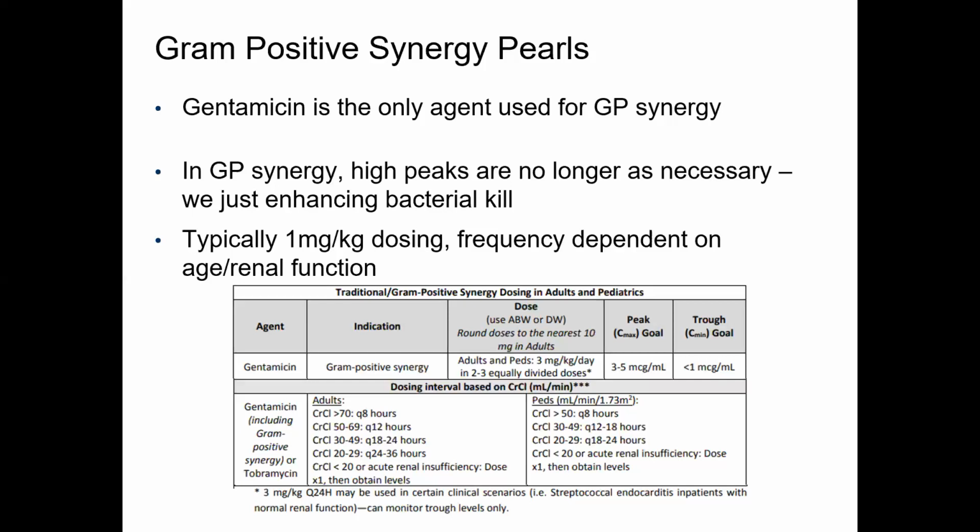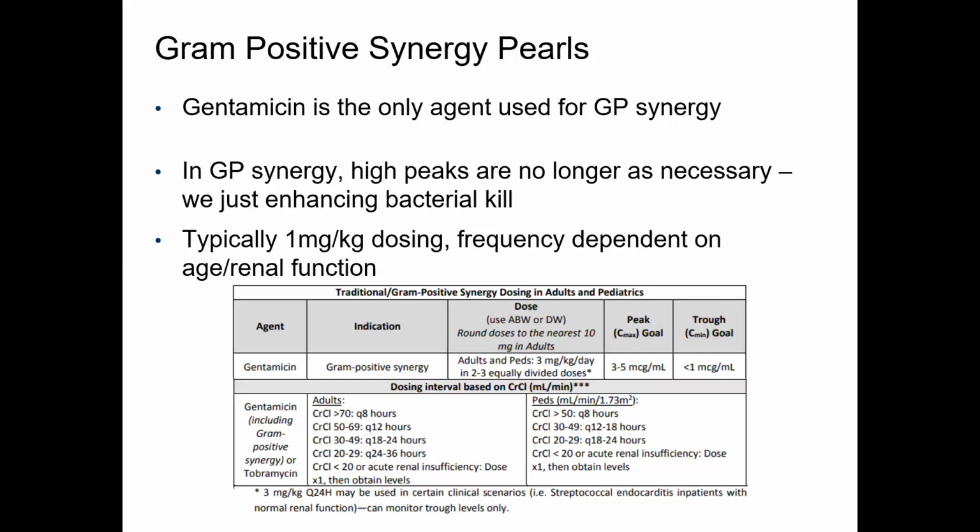And even if they are 75, for example, but have a creatinine clearance of 80, we may recommend just empirically starting a Q12-hour regimen because of their age, and that likely creates a slower renal function, more of a falsely appearing creatinine clearance. Another note, you can see at the bottom that it says 3 mg per kg Q24 can be used in certain clinical scenarios, for example, streptococcal endocarditis.